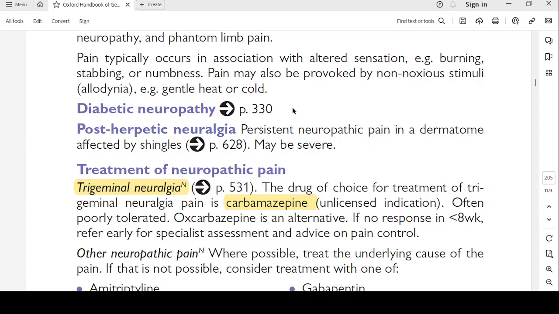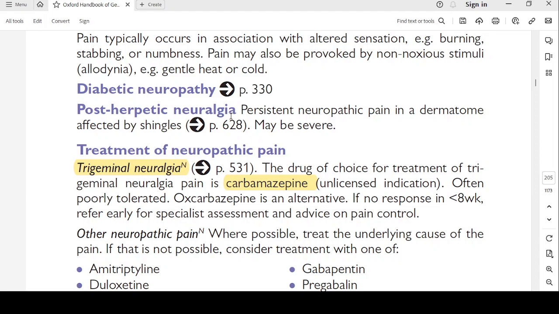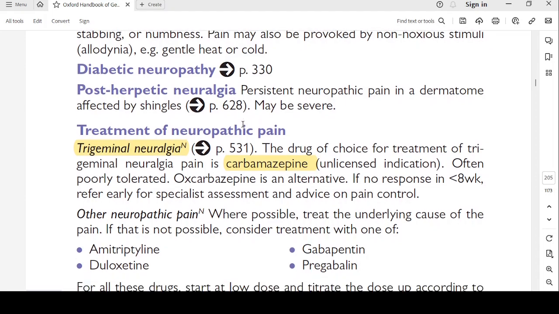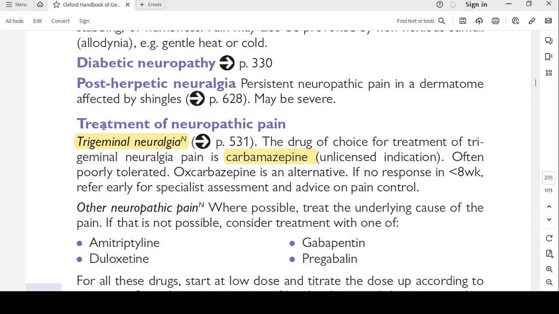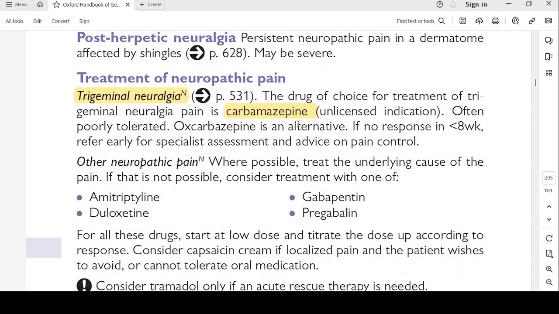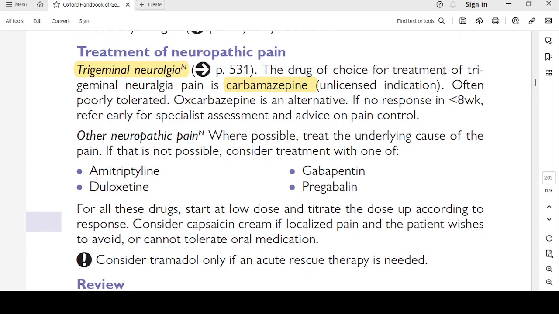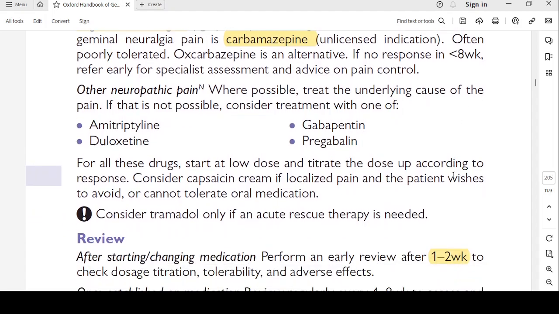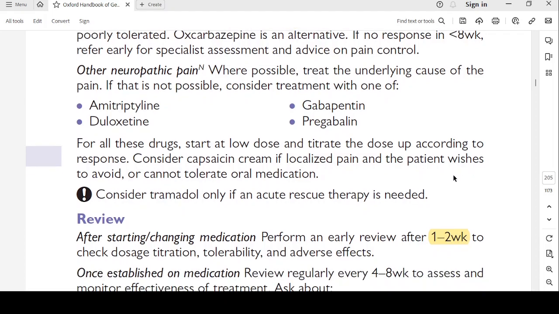Diabetic neuropathy, page 330. Postherpetic neuralgia, persistent neuropathic pain in the dermatome affected by the shingles. We'll be discussing in detail at page 628. Treatment of neuropathic pain. Trigeminal neuralgia. The drug of choice for treatment of trigeminal neuralgia pain is carbamazepine, unlicensed indication, often poorly tolerated. Oxcarbazepine is an alternative. If no response in less than 8 weeks, refer early for specialist assessment and advice on pain control.